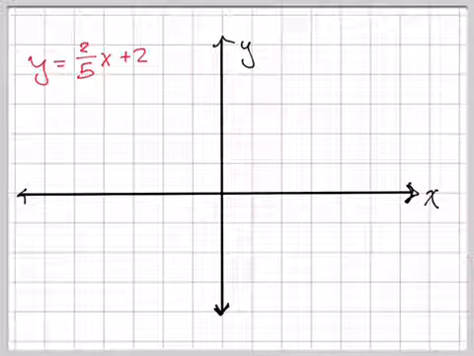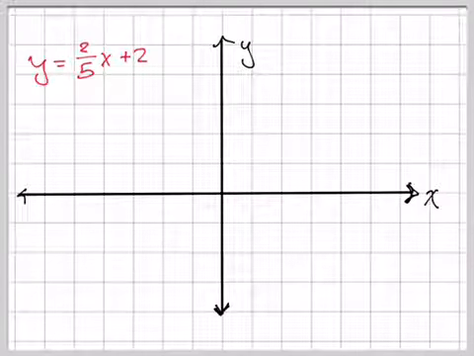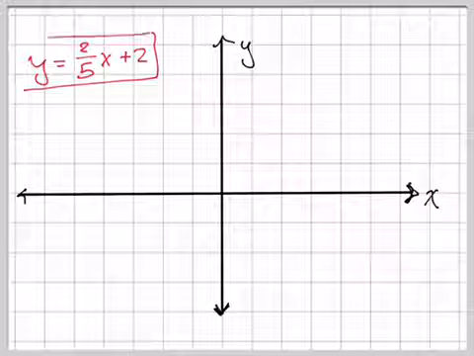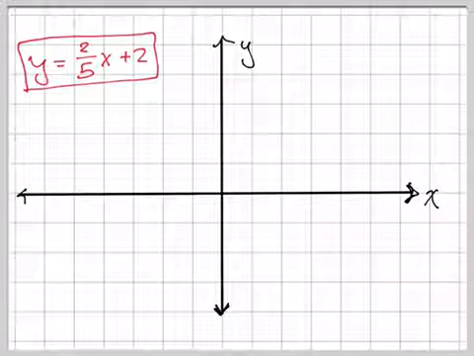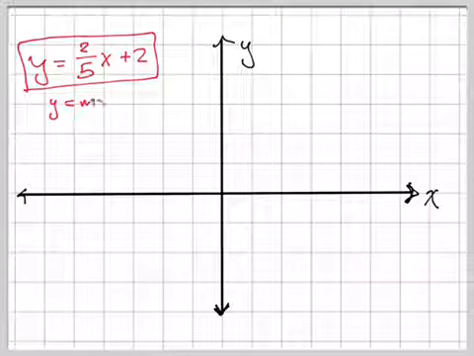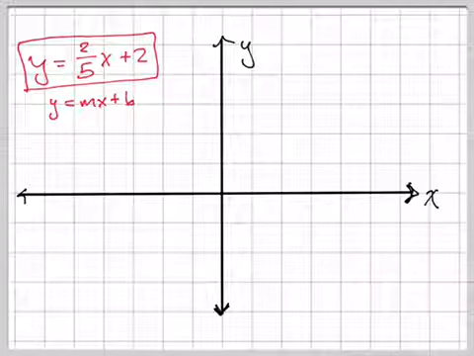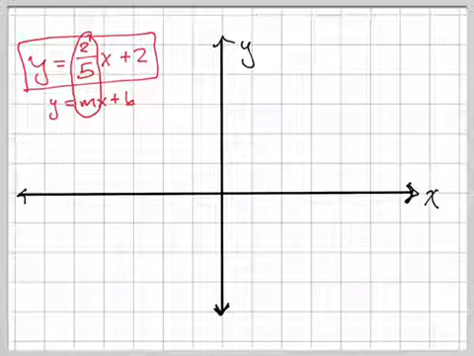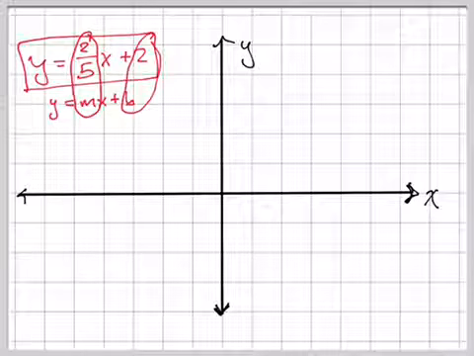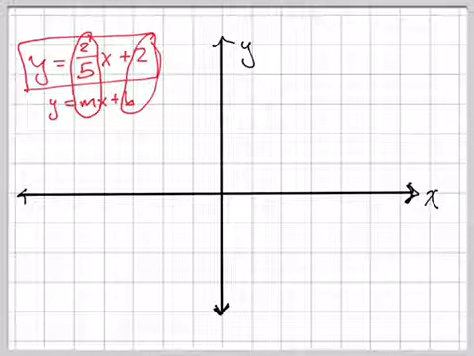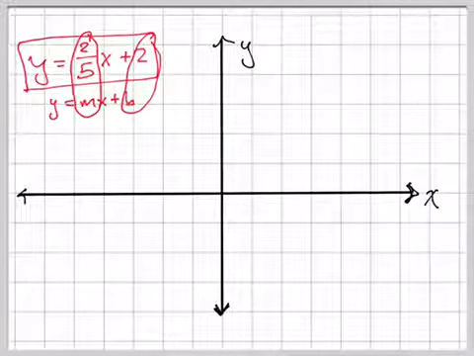We're going to graph this equation, y equals 2/5 x plus 2. First of all, this is a linear equation, which means it's a line when you graph it. And this is in the slope-intercept form, which a lot of times you'll see written y equals mx plus b. So your m is the number in front of the x, and your b is the number being added to it. So the way to graph an equation in this form is to first graph your y-intercept.